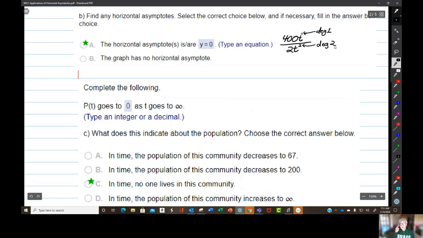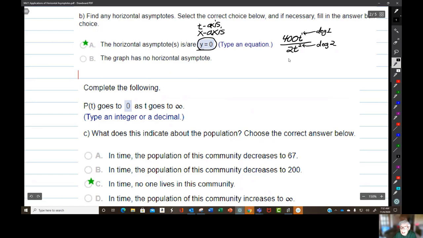You have two choices here. You can memorize that when the power on top is lower than the power on the bottom, then this is going to be your horizontal asymptote, y equals 0, which is the x-axis, or the t-axis here. The book tells you to memorize it because you haven't learned a lot about limits yet. But I'm going to use limits.